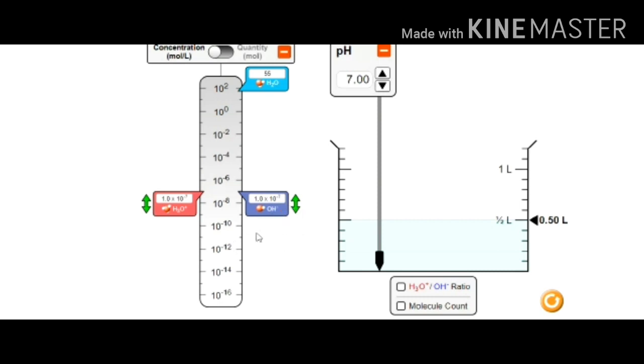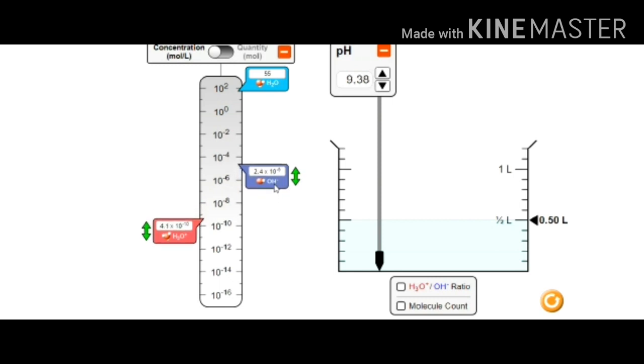So here we are having the hydroxide ion concentration scale. Now I am going to raise the hydroxide ion concentration. You see here, now the pH of this particular solution is gradually increasing because there is an increase in the hydroxide ion concentration.